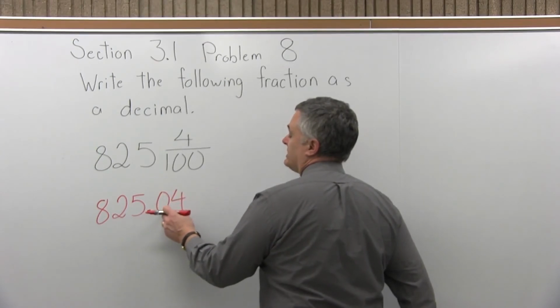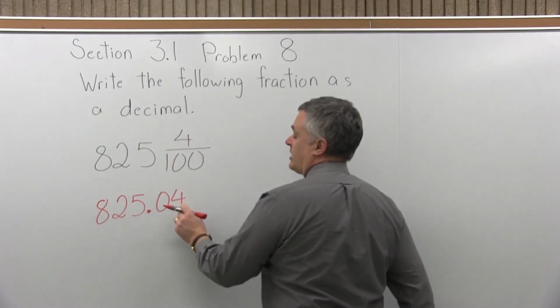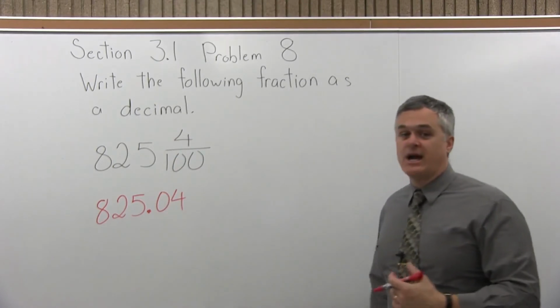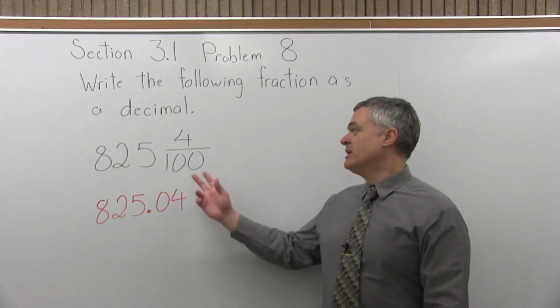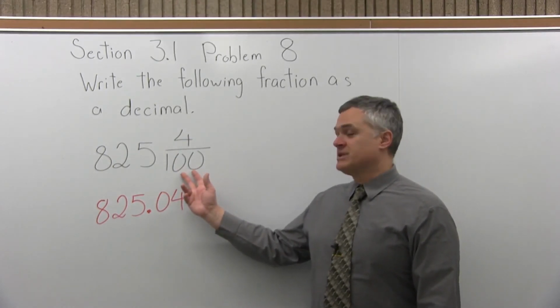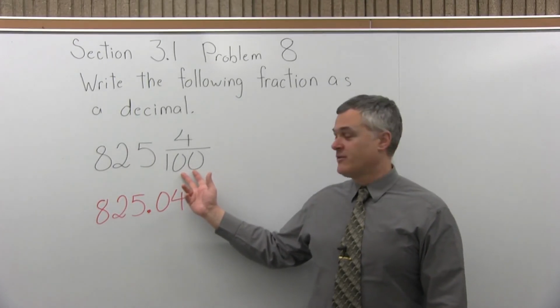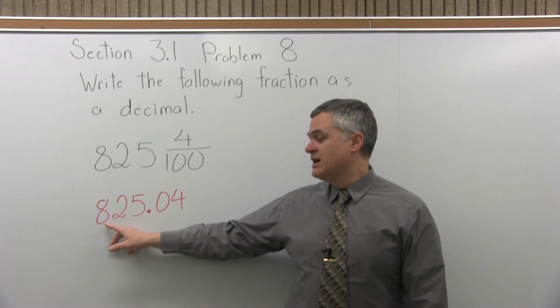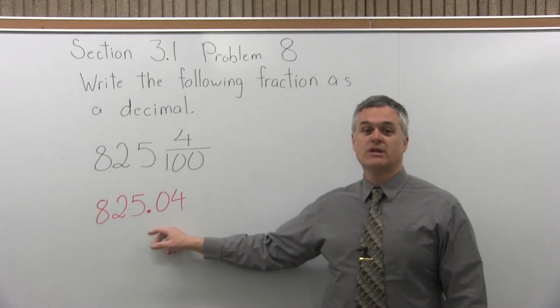So if I write 0.04, so I have the 4 from the denominator, but with a 0 in front, I now have 2 places after the decimal to give me the same number as how many zeros I have in the denominator of the fraction. So my final answer is 825.04.